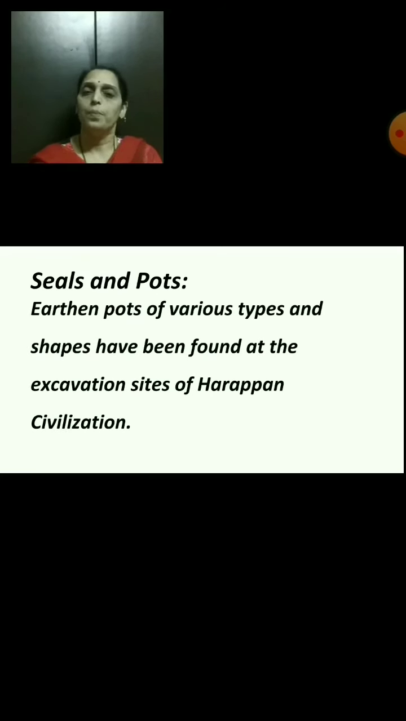Now, pots. Earthen pots of various types and shapes have been found at the excavation sites of Harappan civilization. Now tell me, what have been found at the excavation sites? Earthen pots of various types. Various means different types and shapes have been found at the excavation sites of Harappan civilization.